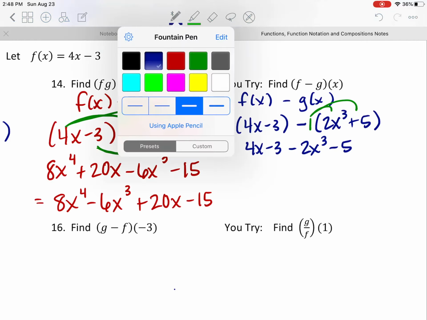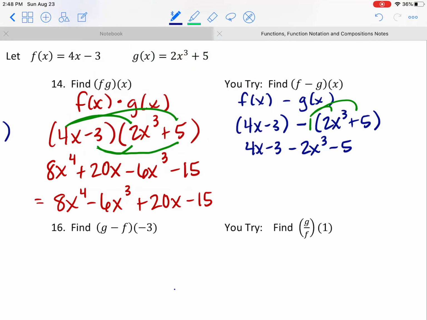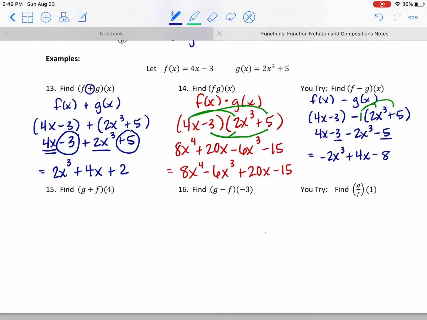So now when we go to put all this together, the negative 2x cubed can come down, and the 4x can come down, and then we're going to combine the negative 3 and the negative 5 to make a negative 8 altogether. And that would be our final answer on that one. Okay, so I see a lot of sign mistakes happen on that particular type of problem. Make sure with the subtraction that you are distributing the negative to all of the terms that follow.